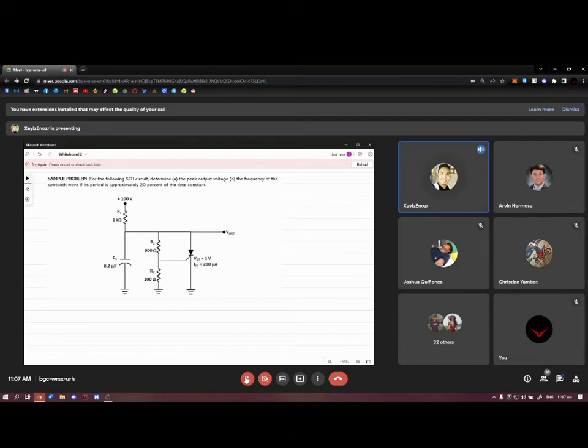Okay, so let's see. Una, peak output voltage. Sa akin yung dalawa niyo. Oo nga, ano? Asan pa? Hindi kayo nagagalit sa akin. So peak output voltage. So paano natin malalaman yung peak output voltage?